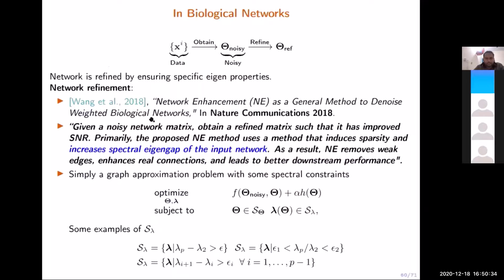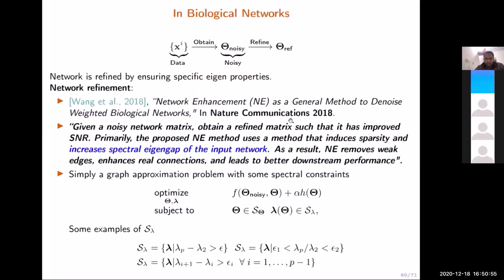In biological networks, in 2018, Nature Communications. What people do in biological networks is, given data, they obtain a noisy matrix and they refine that graph. They call it network enhancement, a general method to denoise biological networks. It appeared in Nature Communications in 2018.